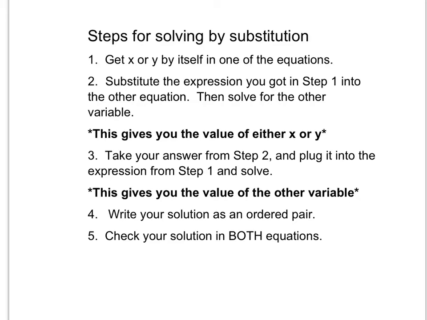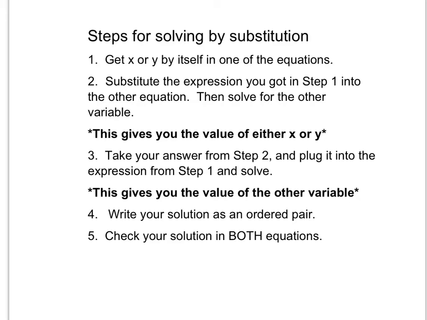After you've gotten that, then you're going to substitute the expression you got in step 1 into the other equation. And then you're going to solve for the other variable. That'll make more sense to you as we do this. That step is going to give you the value of either x or y. So you're going to get x equals something or y equals something.